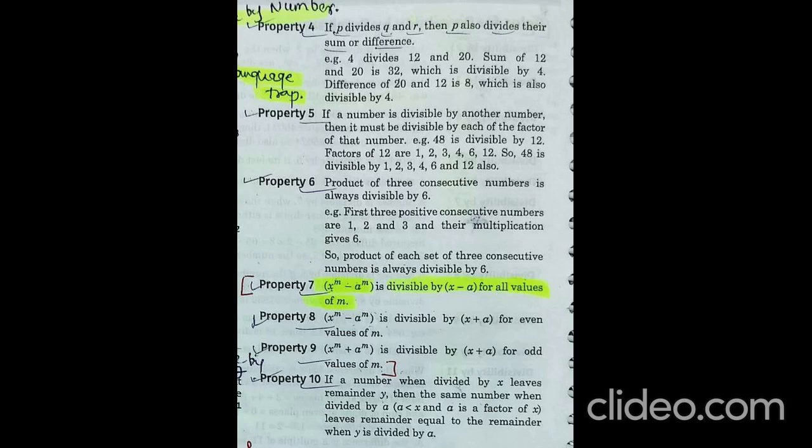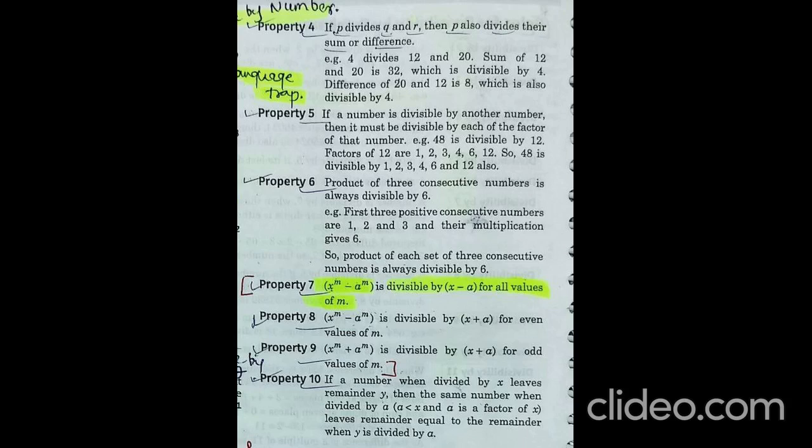Now property number 6. Property number 6 says the product of 3 consecutive numbers is always divisible by 6. Always. Now this property you just have to mug up. In the exam it will help you in speed calculation. So here they have given an example. Take 1 multiplied by 2 multiplied by 3, it is 6. In the same way, 2 multiplied by 3 multiplied by 4 is 24, and 24 is 6 multiplied by 4, so it is definitely a multiple of 6. So you can take any numbers.